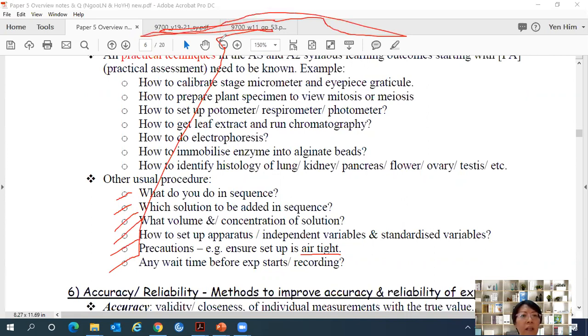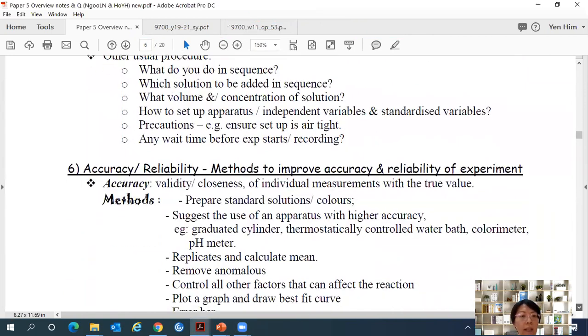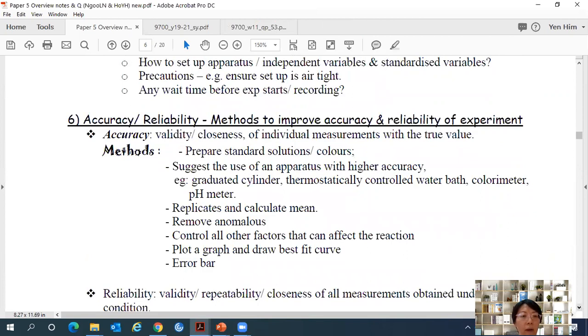Okay, let me see. Why is my pen drawing things? Okay, clear. Okay, so accuracy and reliability is very important. Now, accuracy and reliability are two different things, so you need to know exactly what they are. Accuracy is not reliability. Okay, they are two different things, right? Remember, accuracy is how close your result or data is to the true value. Okay, how close is it to the true value?